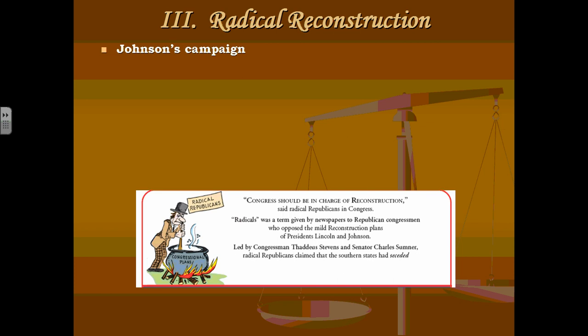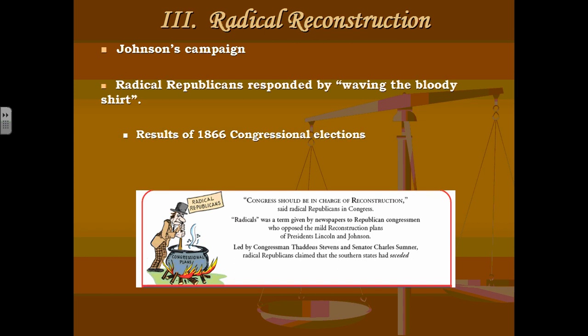Things get ugly. Johnson started to publicly speak about how the government was a white man's government, and he goes around the country campaigning against the 14th Amendment. Radical Republicans respond by doing something that they're going to do for about the next 40 or 50 years, and that is wave the bloody shirt and remind Northern voters that they need to vote for the Republican Party, not the Democrats, because the Democrats were the party of secession. The Democrats were the traitors during the Civil War. The 1866 elections were overwhelming victories for the Northern Republicans.